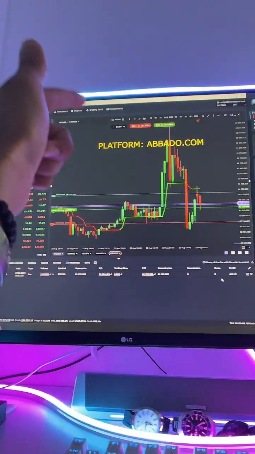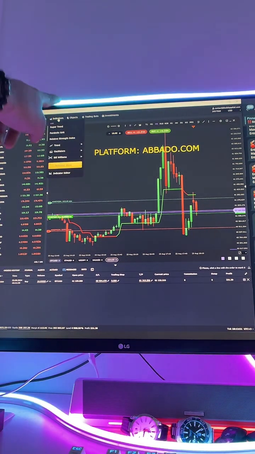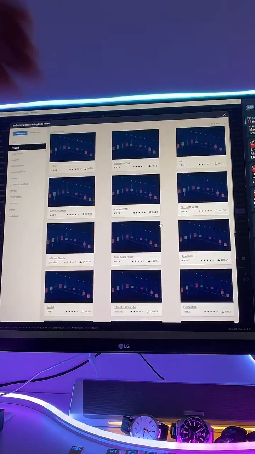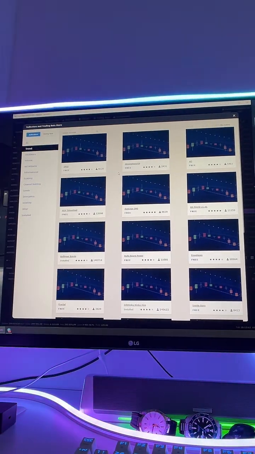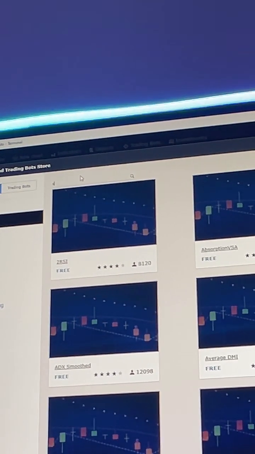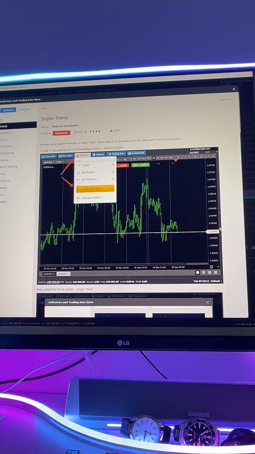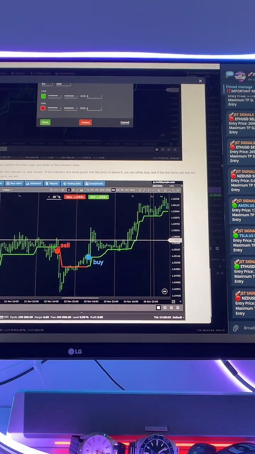So what I'd like to do is add the super trend indicator. Now, how do you do it? You click the indicators on the top corner of the platform and then click indicator store. Now, the nice thing over here is they have hundreds or maybe even thousands of indicators that you can add to your chart. So let's say we want to add the super trend. What we would do is search super. And right here, it's actually great because it gives you a whole bunch of information about the indicator. And what you would do is just click install.